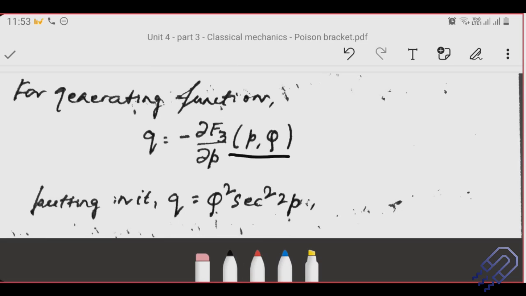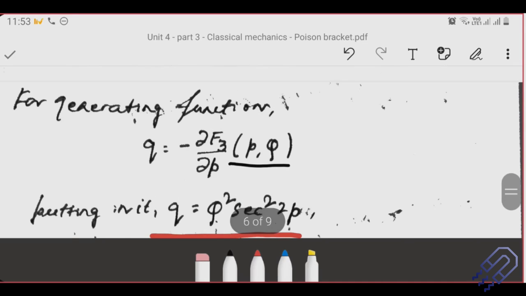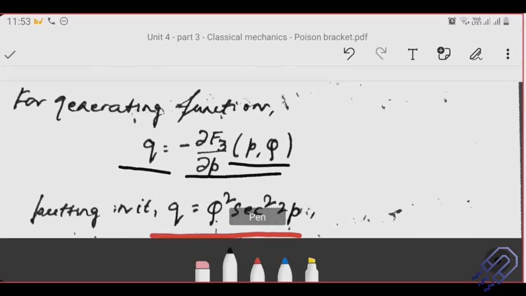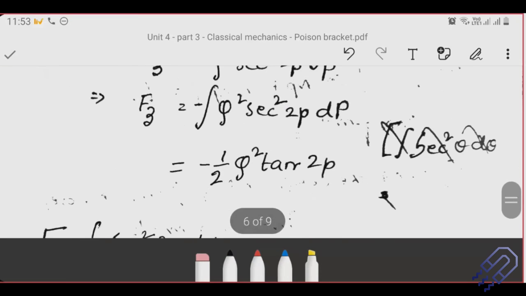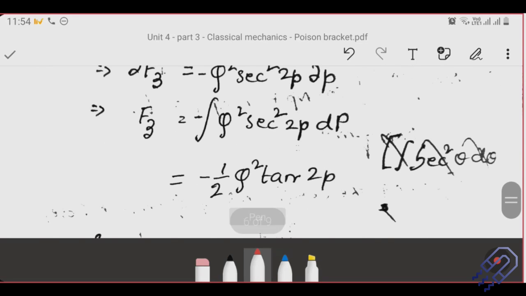Whenever we are talking about generating function, it's important that we write it down in terms of a function. So if we can write it down in terms of small p and capital Q, we can actually get the generating function here. So we can actually just put it here. Small q is q square sec square 2p. Once we have this, you see this part, this is something which I'll give you as homework. Let me not explain this. You try to figure out how exactly you need to do it. Once you do it, let me just show you the final answer here, and then you can explain it to me in the next class. If you're not able to explain it, I'll explain it. So f3 is minus half q square sine of 2p.